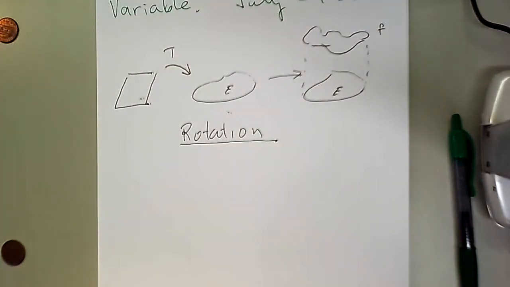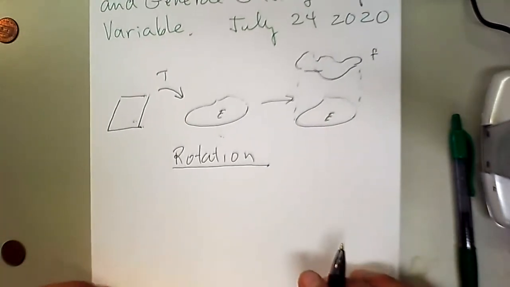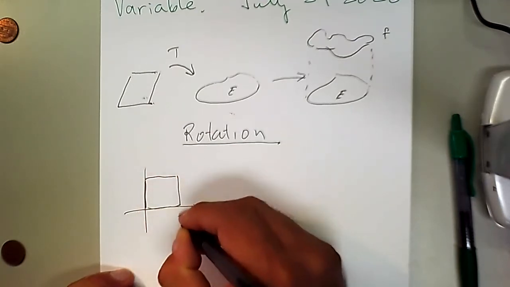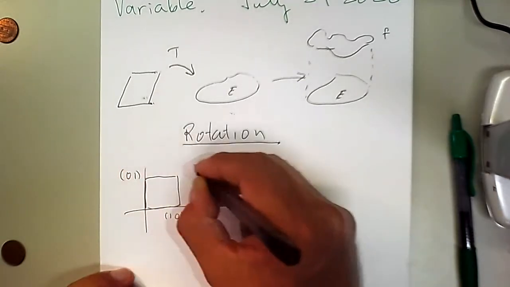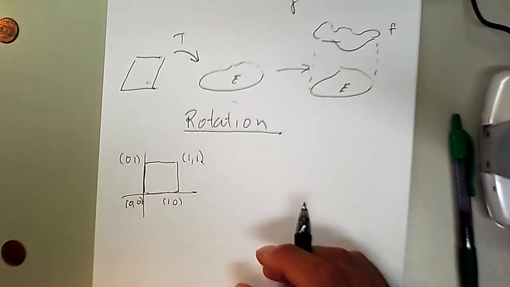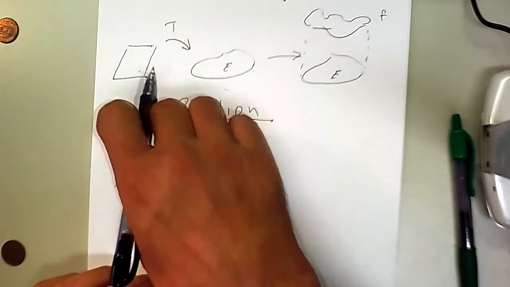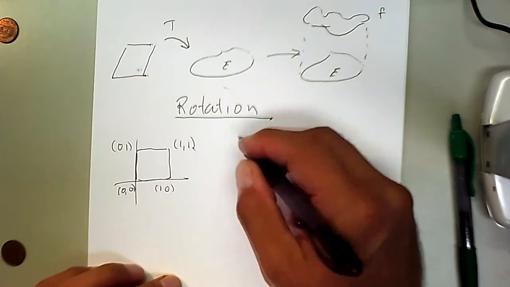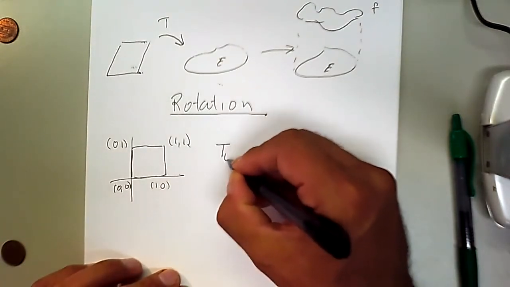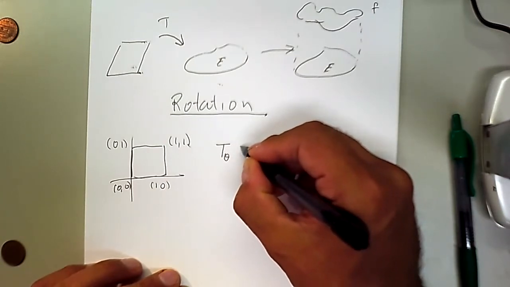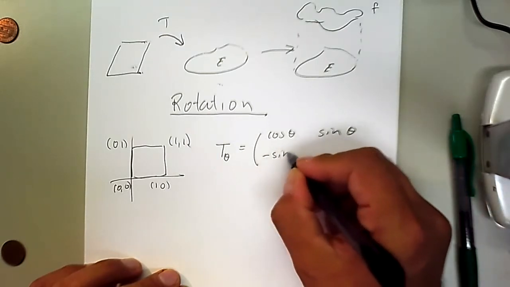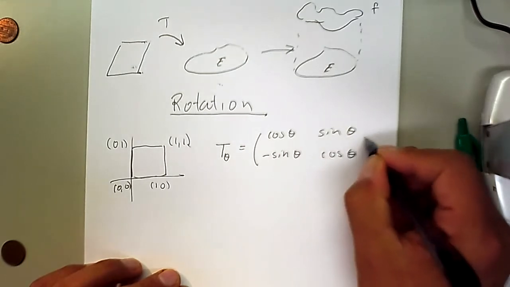And here's where we're going to use a little bit of matrices. It turns out that if you want to rotate any shape, let's say you want to rotate this square, with corners 1, 0, 0, 1, and of course 1, 1, and of course 0, 0. Let's say you want to rotate this 45 degrees, actually any angle, counterclockwise. What we have to do is multiply each one of those as a column vector with a matrix. So the matrix, let's call it T sub theta, will be cosine of theta, sine theta, negative sine theta, and cosine theta. There we go.